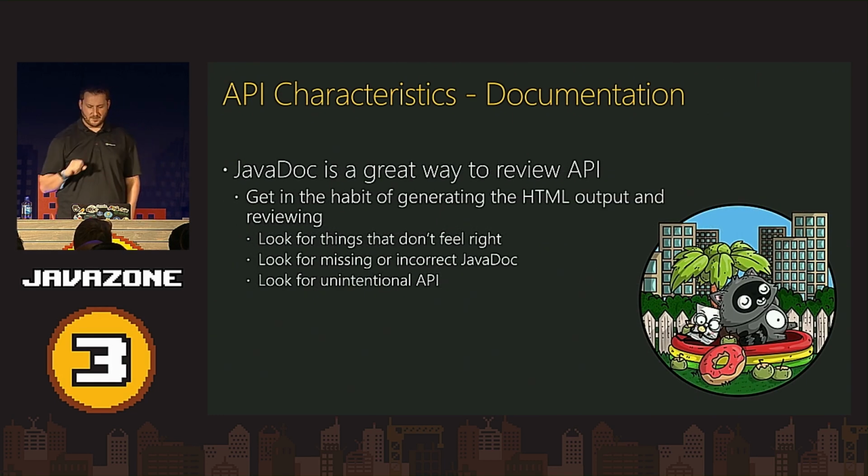And I've said this already. It's a really good place to review APIs in the Javadoc, because the Javadoc removes all the code, all the implementation details, and it just shows you method names, class names, arguments, and the like. So it's a really good place, if you have to review an API, to generate it, to look for things that don't feel right, that are missing or incorrect, or things that are leaking out. So if you're accidentally leaking out implementation details.